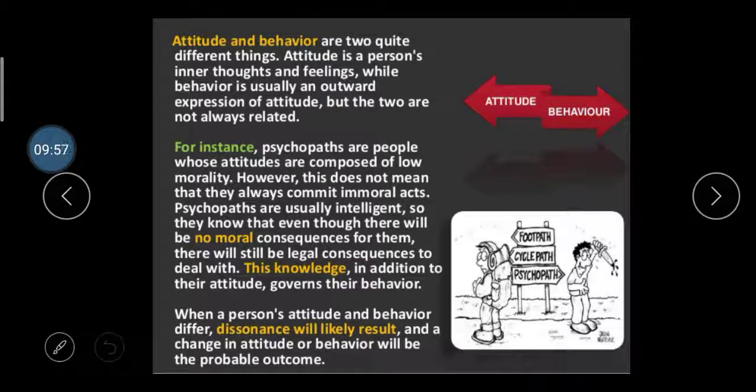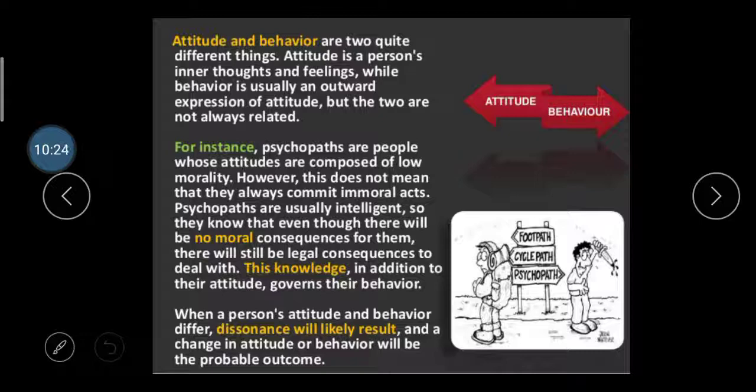Then after attitude and behavior. Attitude and behavior are two quite different things. Attitude is a personal inner thought and feeling, while behavior is usually an outward expression of an attitude, but the two are not always related. કે જે તમારો એટીટ્યુડ જે છે એ તમારું ઇનર વોઇસ છે, જ્યારે બિહેવિયર જે છે એ તમારું રિફ્લેક્ટ થાય છે, તો તમે એને મેઝર કરી શકો છો, પણ બંને એકસાથે રિલેટ હોઈ શકે નહીં.